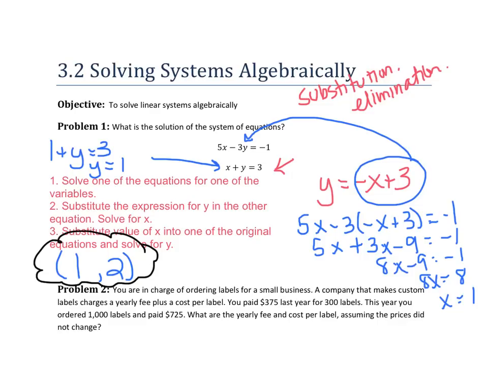And what's a really good idea at this point? Check your work. Put that ordered pair 1, 2 back into both equations. It has to make both work for it to be a solution to the system.